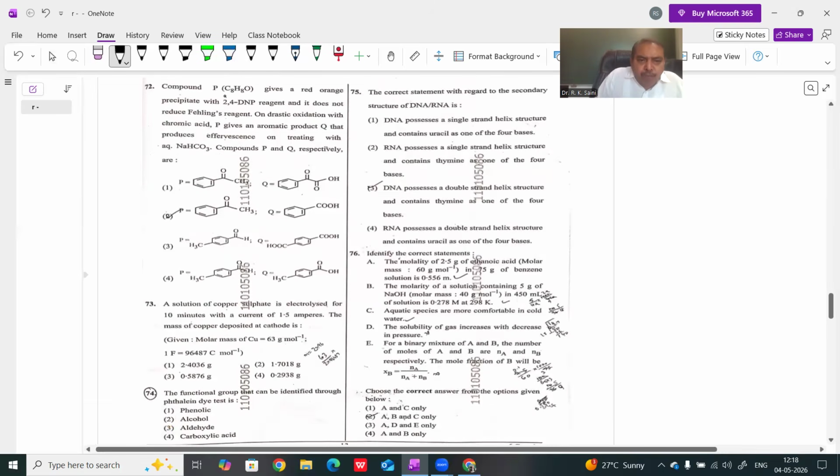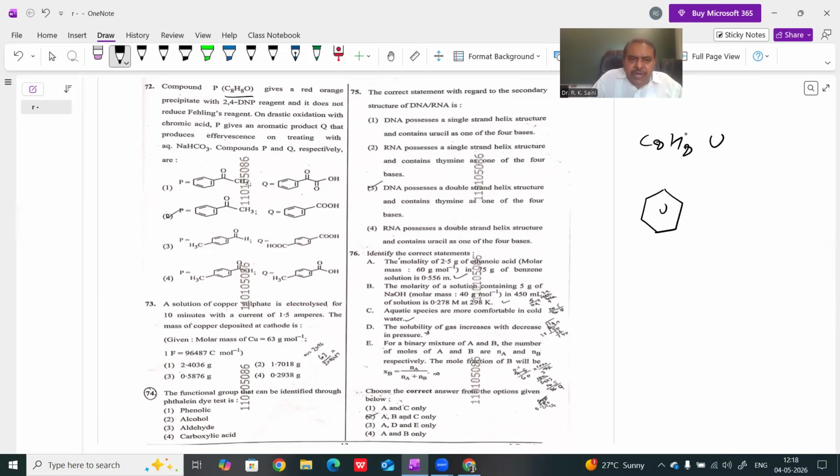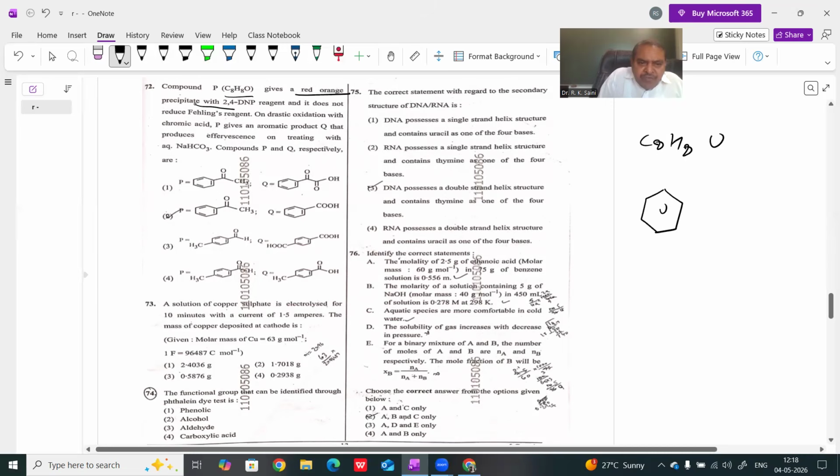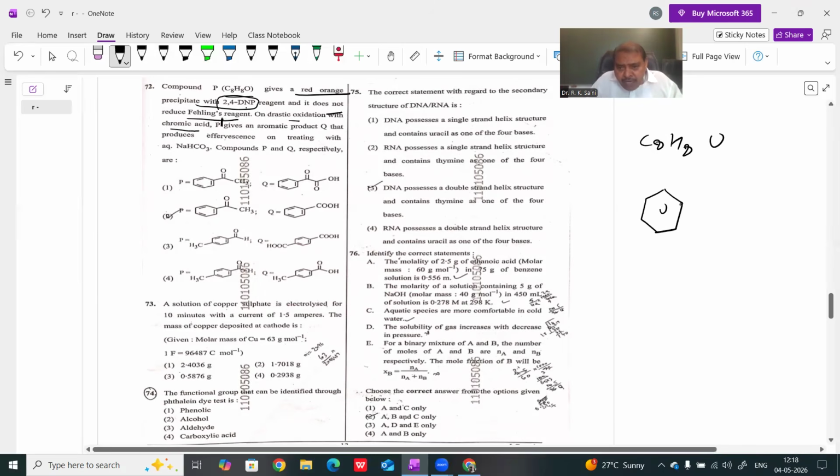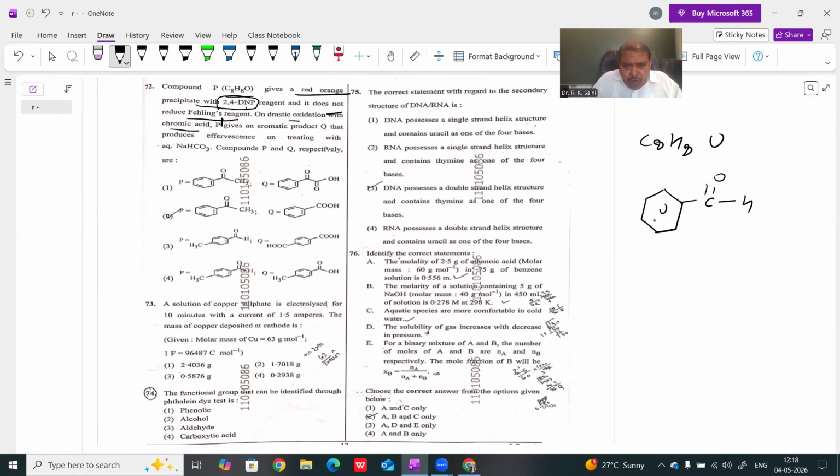Question. Compound P has the molecular formula C8H8O. It gives a red-orange precipitate with 2,4-DNP, Brady's reagent. It means the compound is an aldehyde or ketone, a carbonyl compound, and it does not reduce Fehling's reagent. It may be an aromatic aldehyde or a ketone.